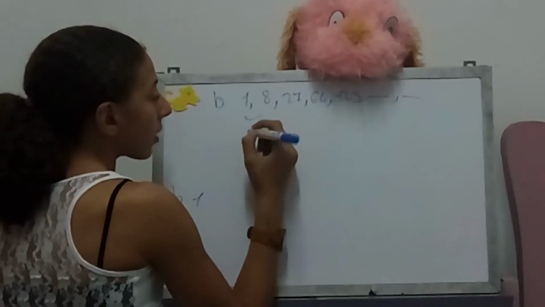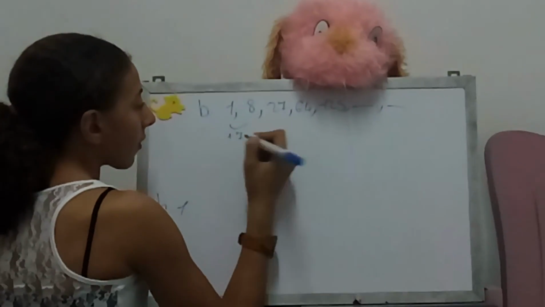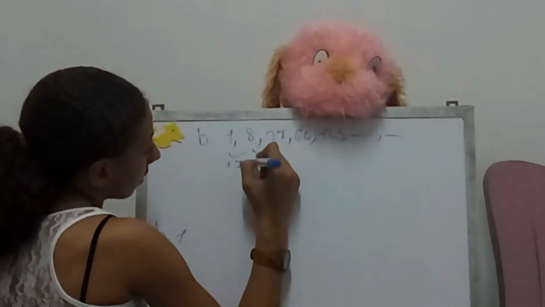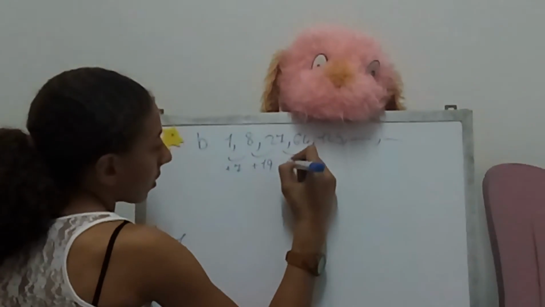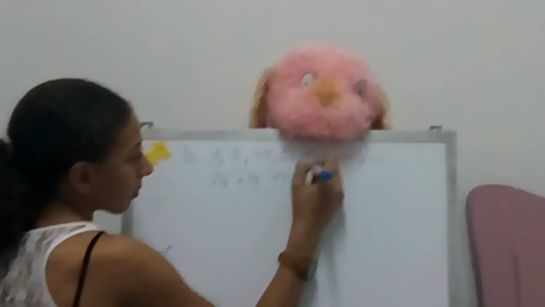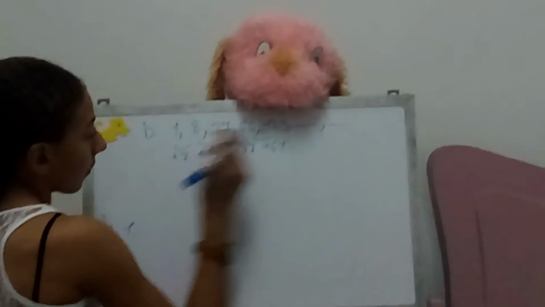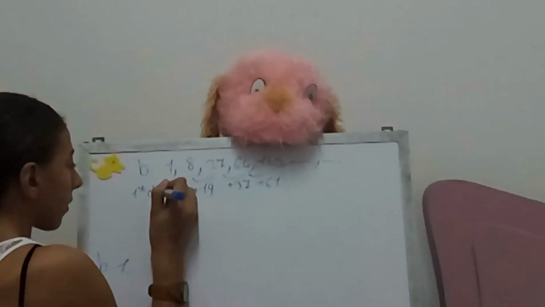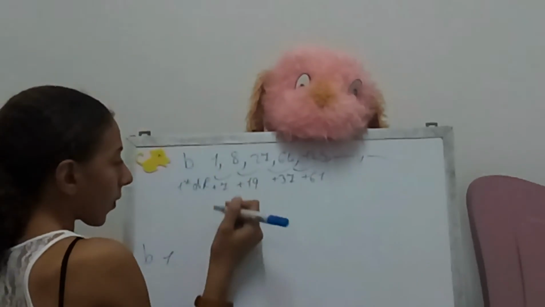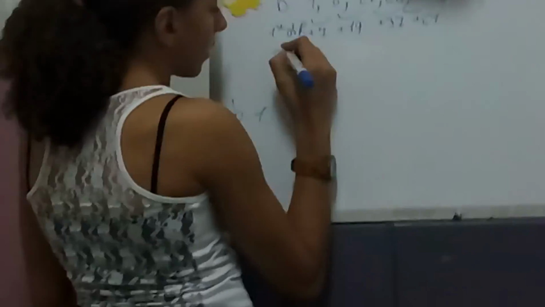From 1 to 8, it is plus 7. From 8 to 27, it is plus 19. From 27 to 64, it's plus 37. And from 64 to 125, it is plus 61. So this is the first difference. Okay? They are not constant. So let's see the second difference.